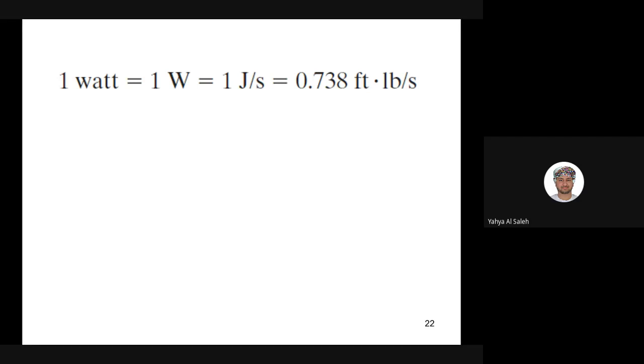Now, if you're a car fan, you will know a different unit of power. How is the power of a car usually described? Horsepower, excellent. 1 HP was defined a long time ago as 550 foot-pounds per second, which is 746 watts.